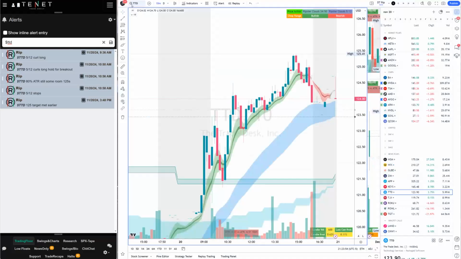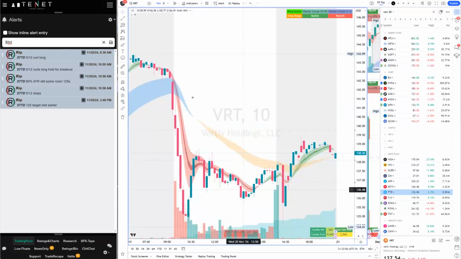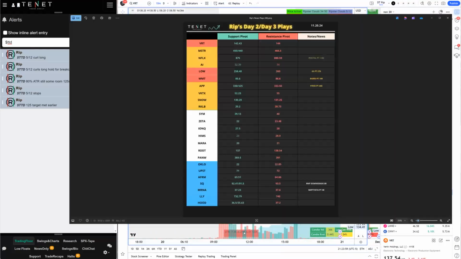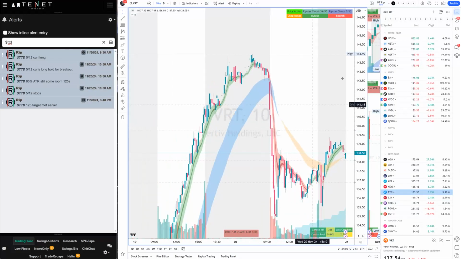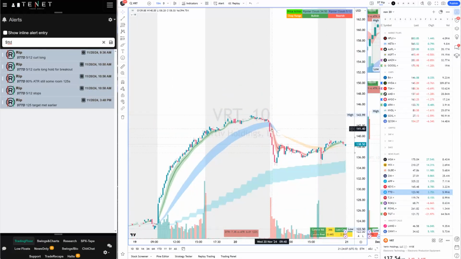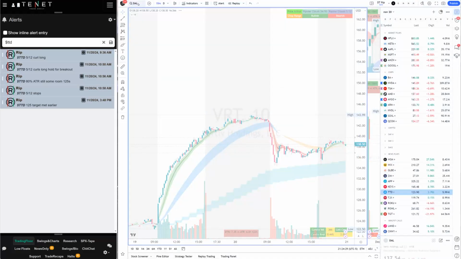Next one was VRT. VRT was on top day 2 setup. That's why VRT was a big winner for us yesterday. Support pivot, resistance pivot provided in the day 2 setups, and it was an easy short. Right when it broke 34.50, you could make almost $7 to $8 per share in profit on VRT. So that was a day two short play. All right, let's look at the next one.